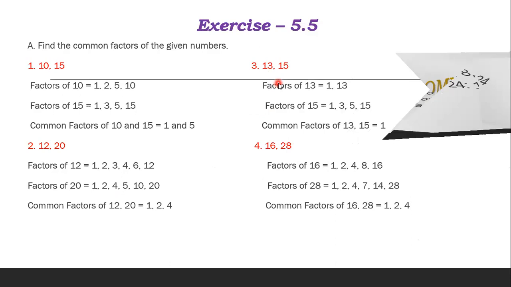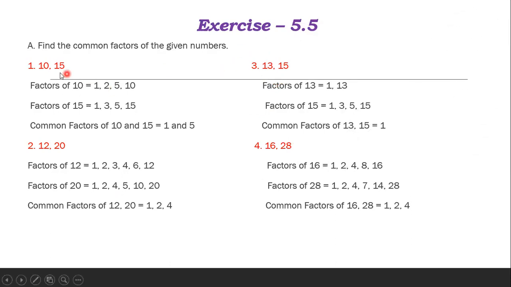Next, let us see the exercise sums. Exercise 5.5: find the common factors of the given numbers. The first one is 10 and 15. Factors of 10: 1 10 is 10, 2 5s are 10, 5 2s are 10, 10 1s are 10. Next, factors of 15: 1 15 is 15, 3 5s are 15, 5 3s are 15, 15 1s are 15. So these are the factors of 10 and 15. Now which are common? 1 is common and 5 is common. So the common factors of 10 and 15 are 1 and 5.